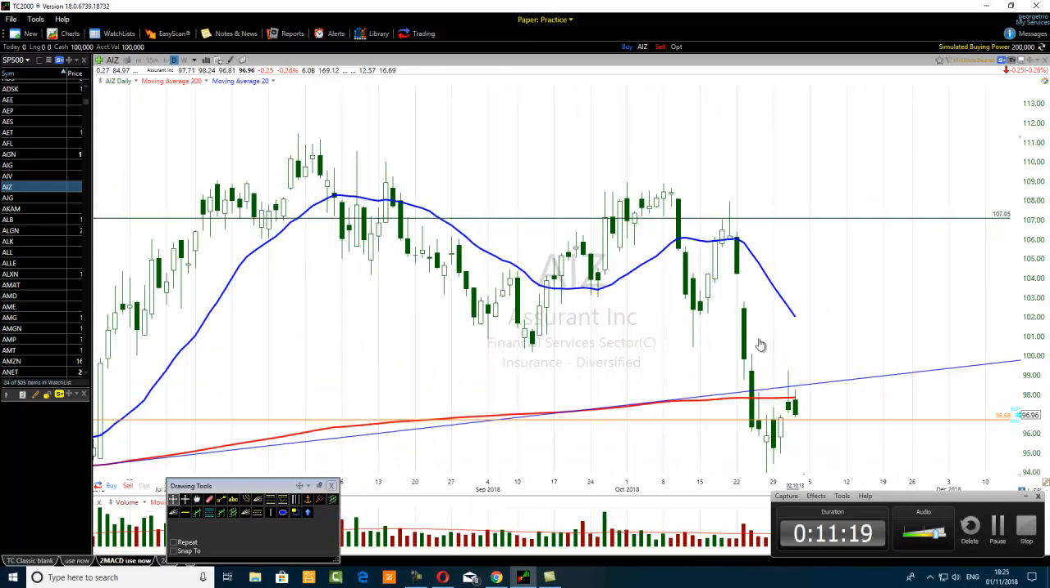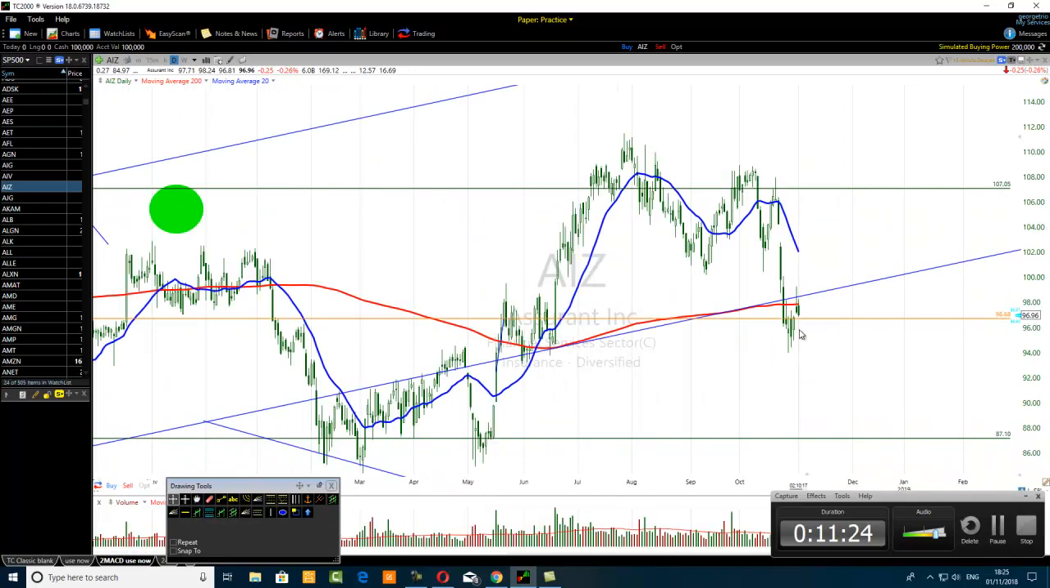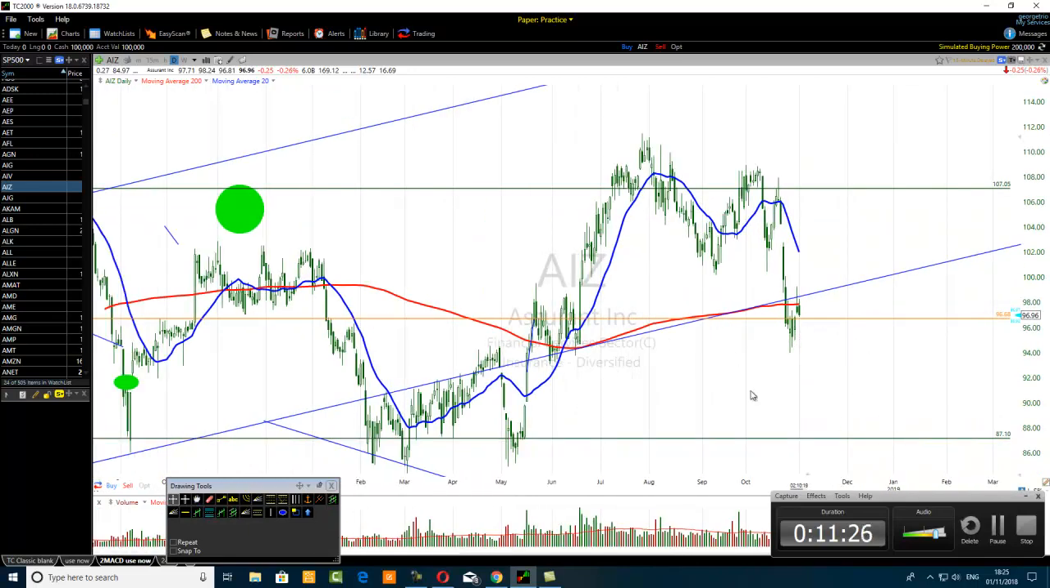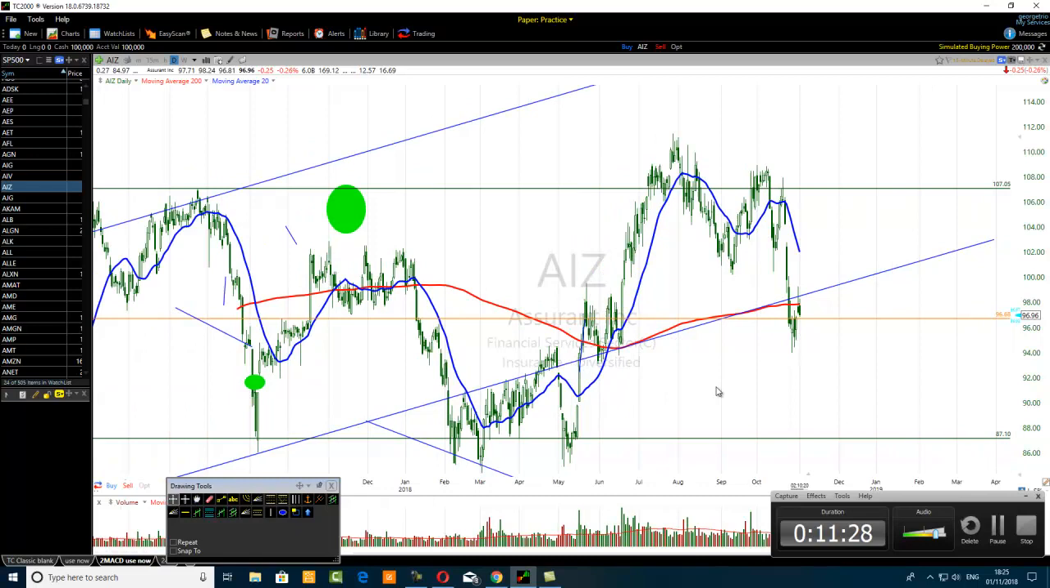You see 1, 2, 3. Is he going to find support here and run away one more time? Or is he going to continue to go down to seek that key level there? Alright, form a double top. So we can go on and on and on.